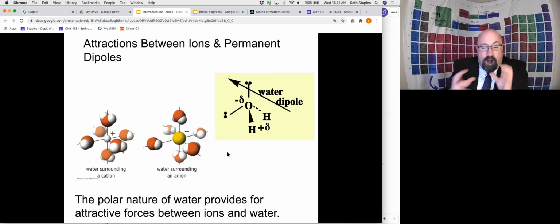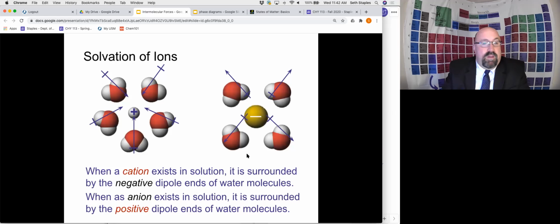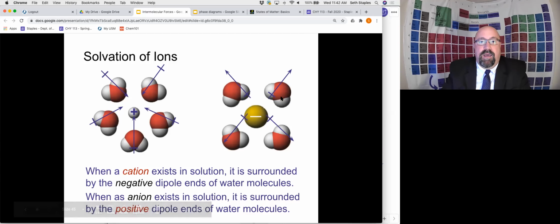This solvating effect, as we call it, allows things to dissolve. The water molecules create this solvation shell around the ions, which allows the ions to then dissolve in water. And here's an even better picture of it. Should have gone to this immediately. And so the cation in solution will be surrounded by the negative dipoles of the water molecules. The anion will be surrounded by the positive ends of the water molecules.